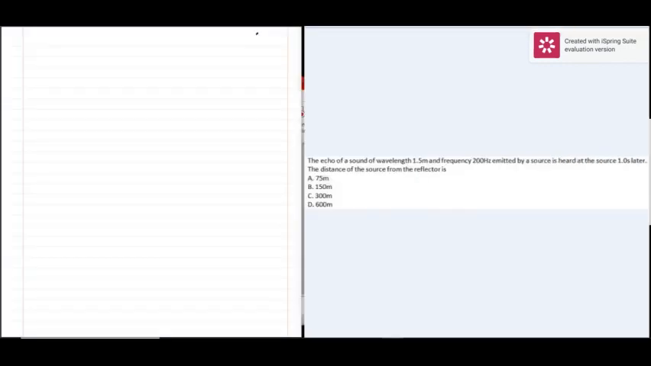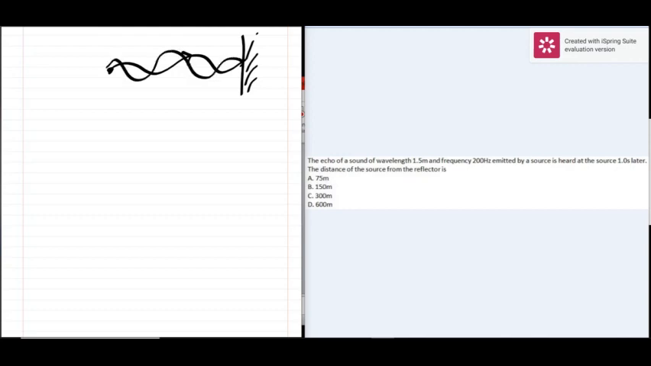To solve this question, it has to do with reflection of sound from a plane surface. Consider if this is a plane surface, you have a source of sound that generates sound wave, and the sound will reflect from the plane surface back to the source. From this point to this point, indicate the distance, which is from the source to the plane surface.